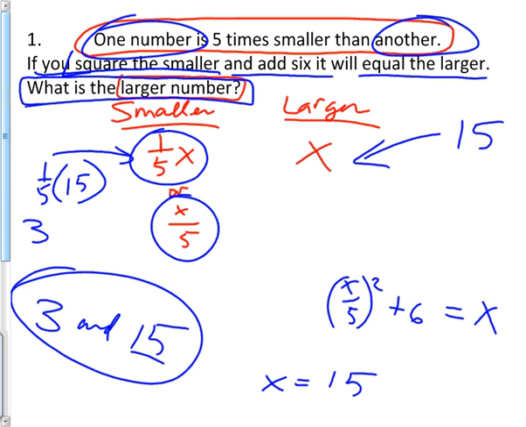If I square the smaller one, so that would be this one, right? Square that, what do you get? 9. And I add 6, what do I get now? 9 plus 6? 15. You'll get the bigger one. It worked. See, I can make sure I'm right by doing that.